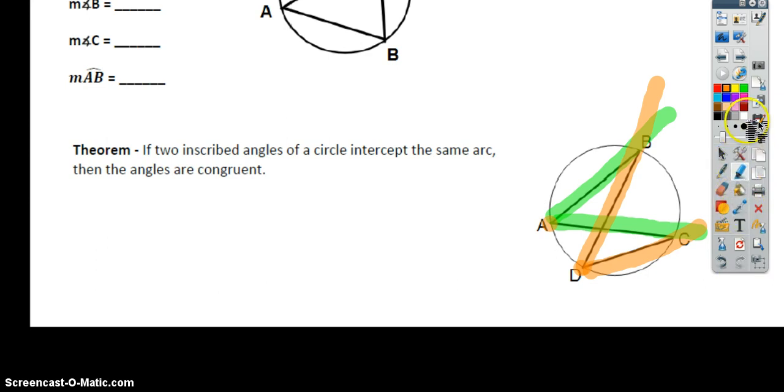Well, that kind of just makes sense, because if they both intercept the same arc, then they both have to be half of that pink arc. So whatever that pink arc is, it doesn't matter if it's 100 or 70 or 82, each of these is going to be half of it, so they have to be the same. So that one pretty much makes sense.